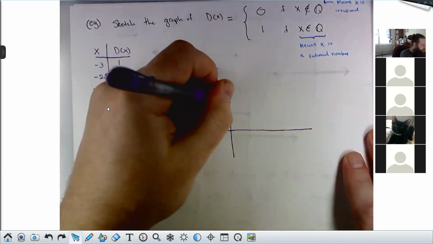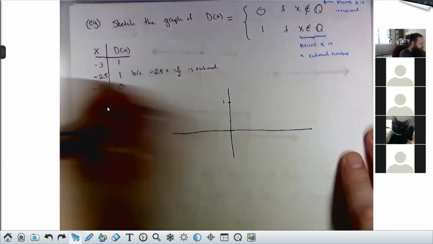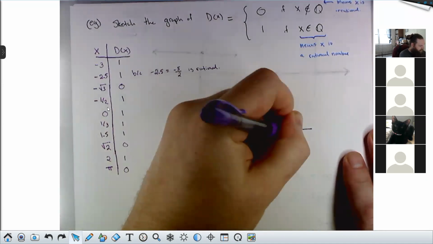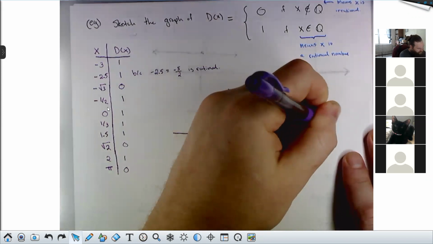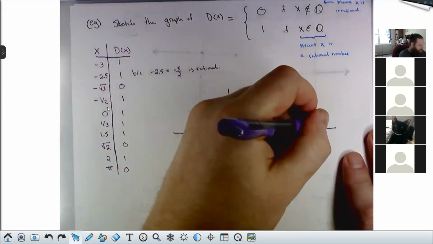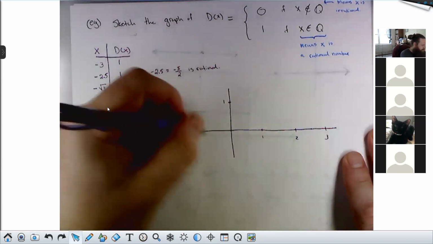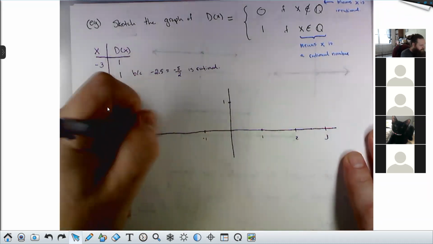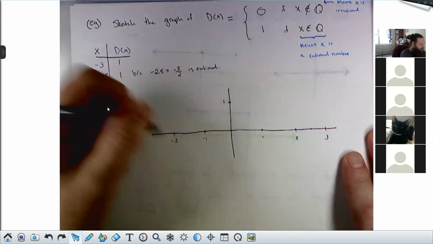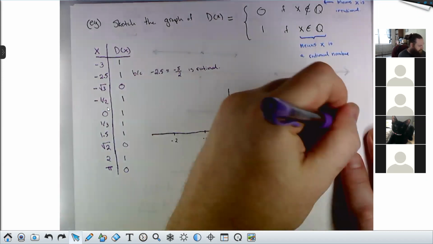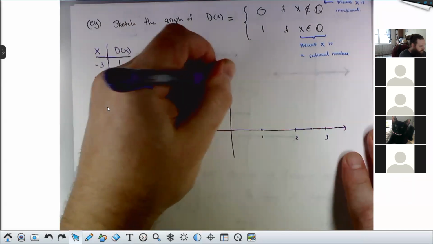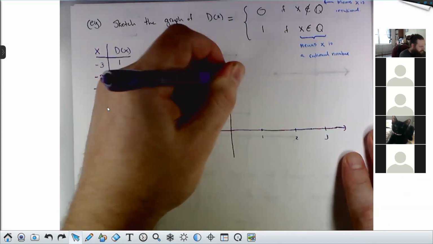So maybe I'll say 1 is way up here. 1, 2, 3, something like that. 1, -2. Okay. This is going to be the graph y equals d of x.